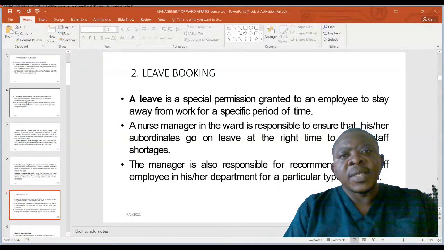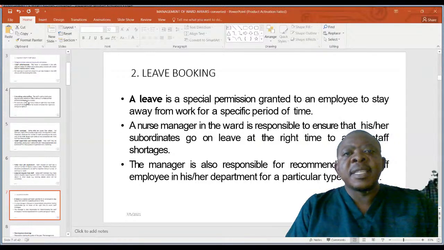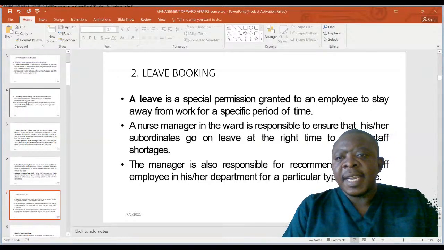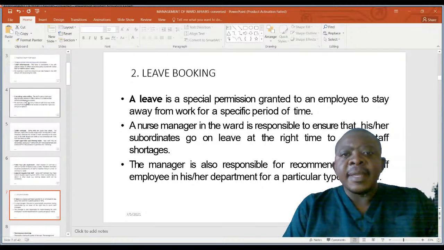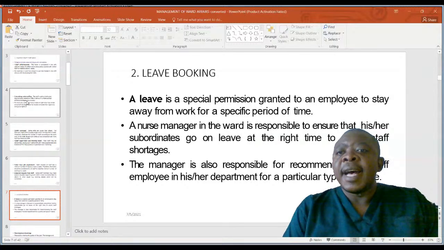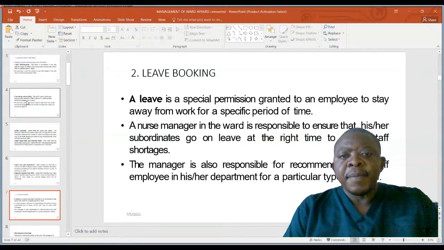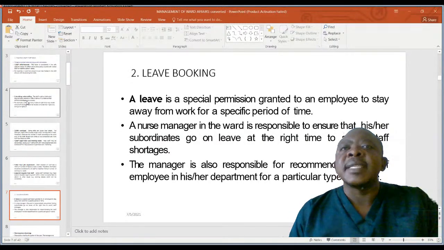Okay, so now let us look at leave booking. A leave is a special permission granted to an employee to stay away from work for a specific period of time. A nurse manager in the ward is responsible to ensure that his or her subordinates go on leave at the right time to avoid staff shortages. The manager is also responsible for recommending the staff employee in his or her department for a particular type of leave.